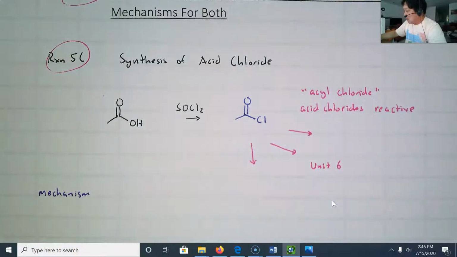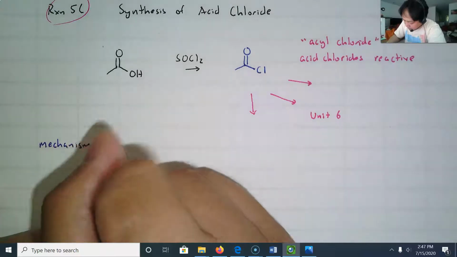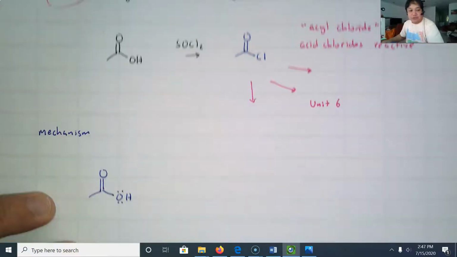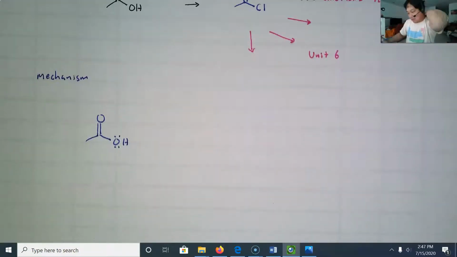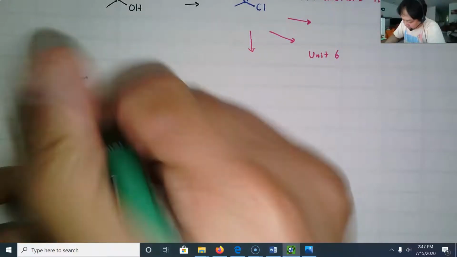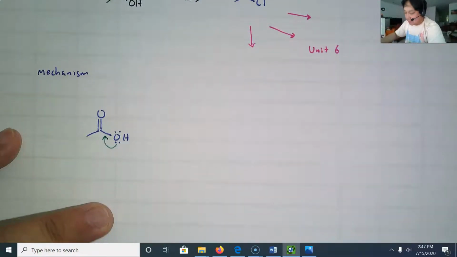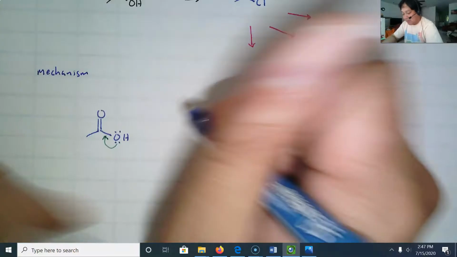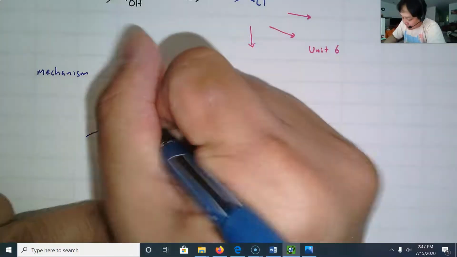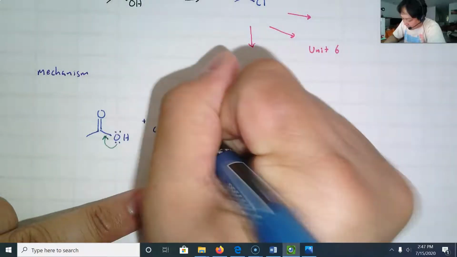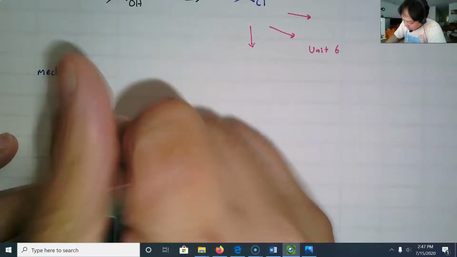The mechanism starts very unusually. We're going to use this lone pair on the OH group, and we're going to form a double bond. Already, this is starting to look weird. That's going to force the pi bond to do something. Normally, you would think the pi bond would move up to the oxygen, but in this case, it is going to react with the thionyl chloride.